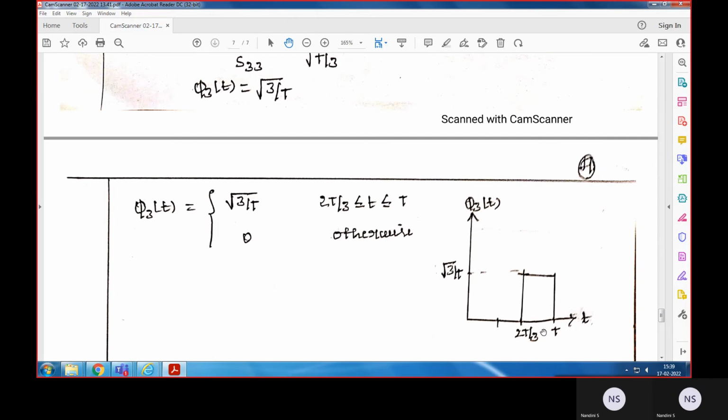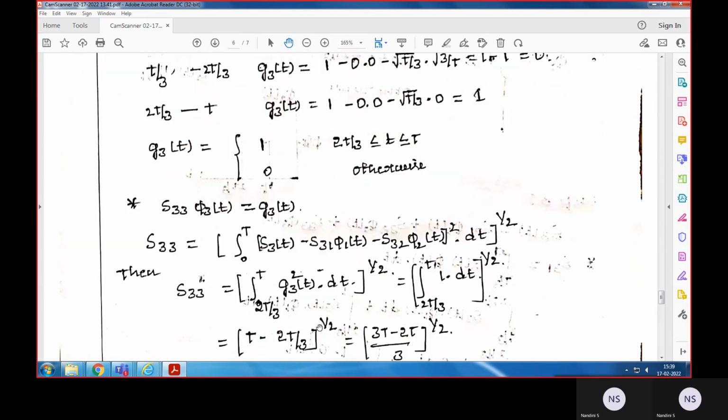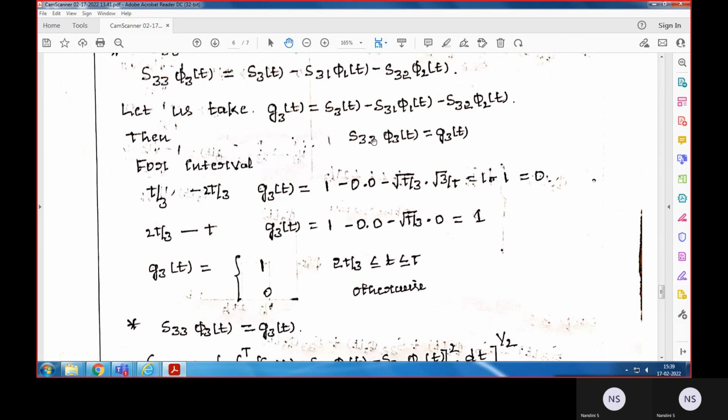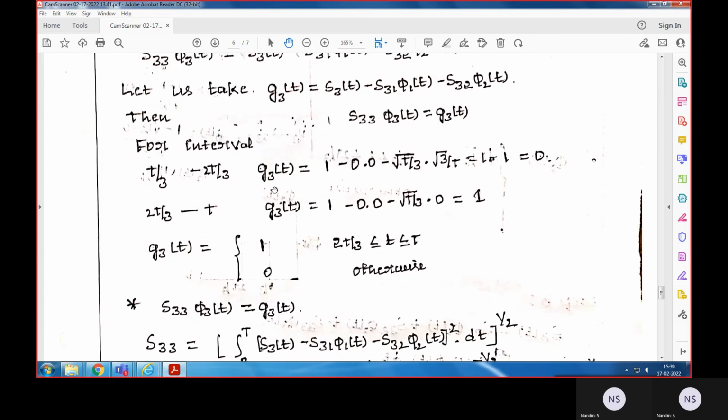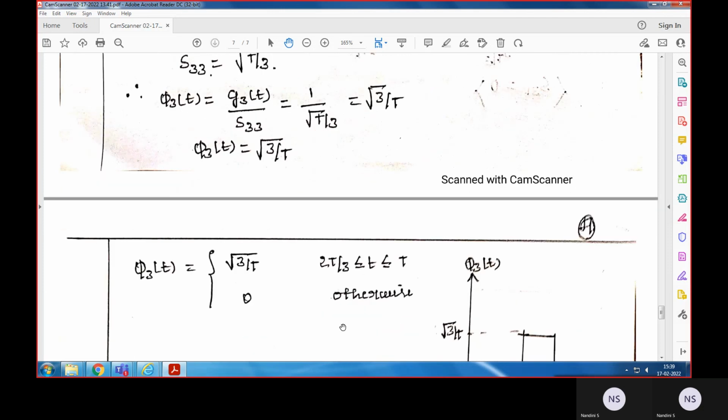And this same can be written like this. So this basis function extends from 2t by 3 to t, and the value of this function in this duration is root of 3 by t. So the only thing we have done is assume that S3 of t minus S31 phi 1 of t minus S32 phi 2 of t is G3 of t, and we have to apply limits for the split intervals. It's very simple, you can do this.